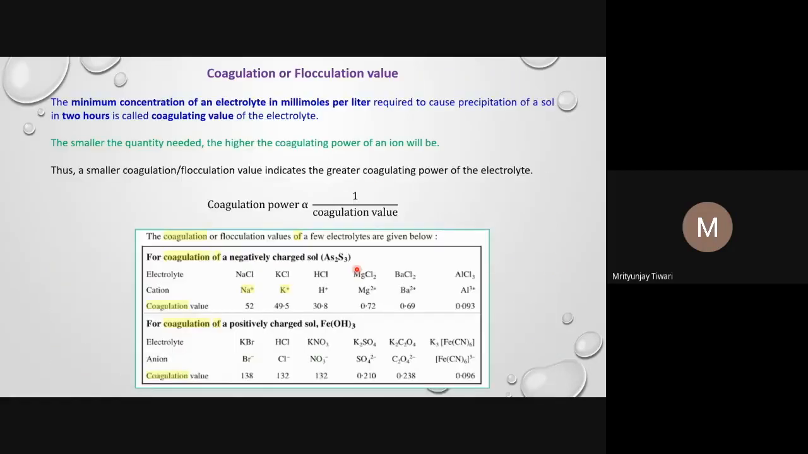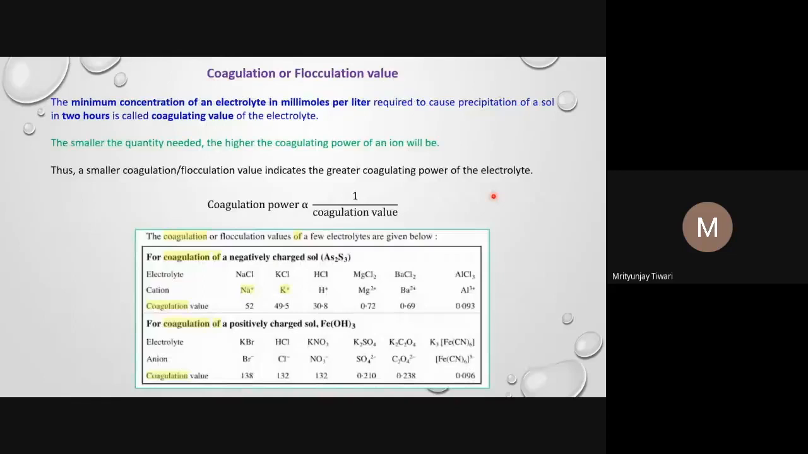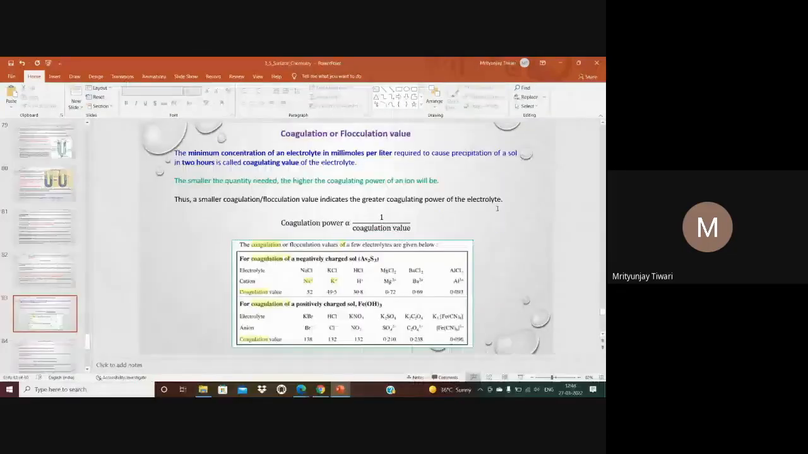We'll see other points about coagulation and flocculation in the next class, and we will wrap up this chapter in the next class.